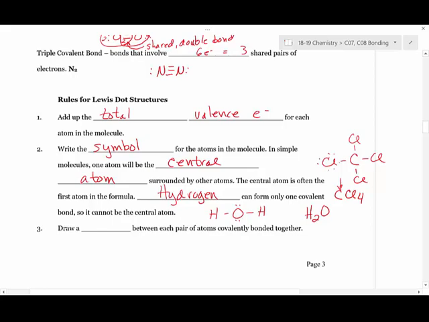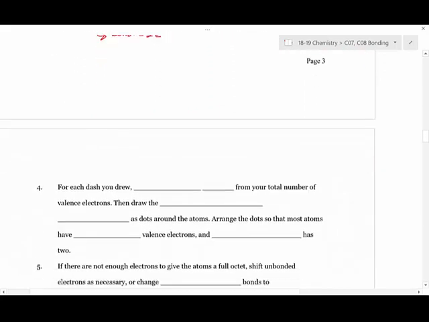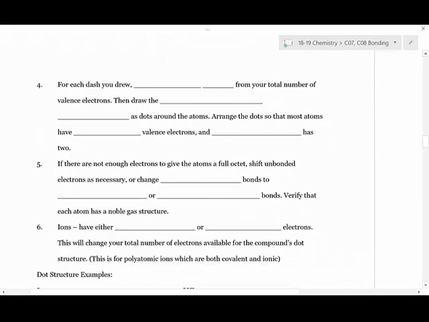So there are what I call lone pairs of electrons that would be in a finished Lewis dot structure for those, and I just put those in. So after you have identified the central atom, you draw a line, and that line is called the bond, and it is equal to 2 electrons. So you draw a line between each pair of atoms that are covalently bonded together.